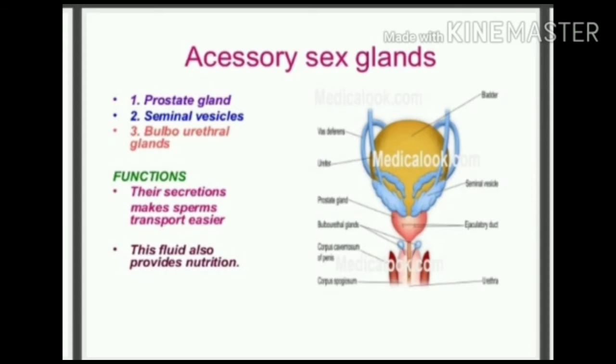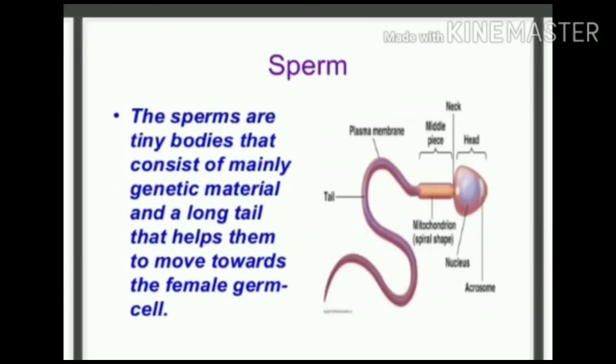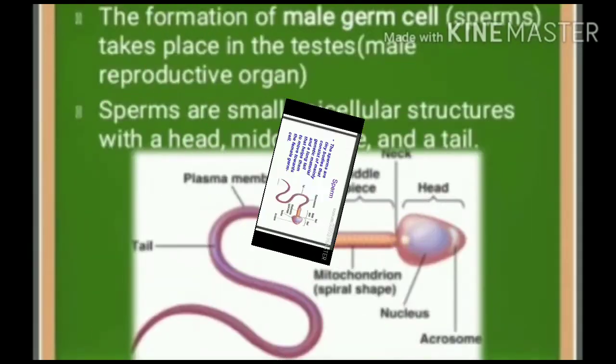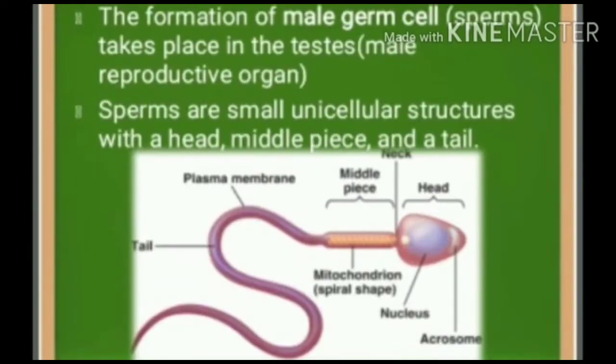Now let us see the structure of the male germ cell, that is called sperm. The sperms are tiny bodies that consist of mainly genetic material and a long tail that helps them to move towards the female germ cell. These sperms, or male germ cells, are formed in the testes. You can see here the sperm, a unicellular structure with a head, middle piece and a tail.